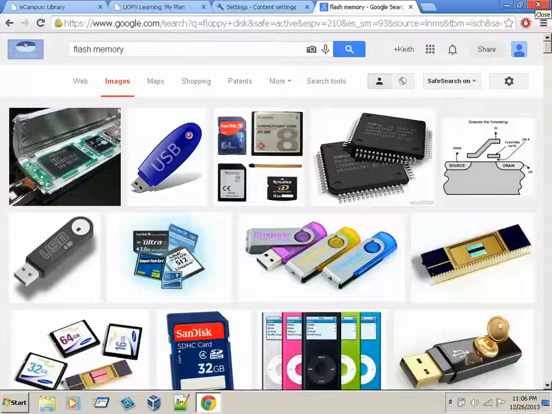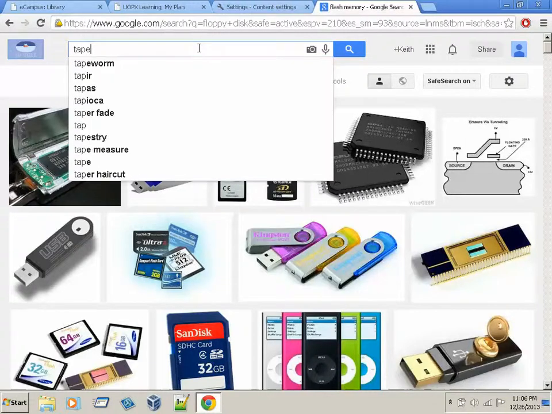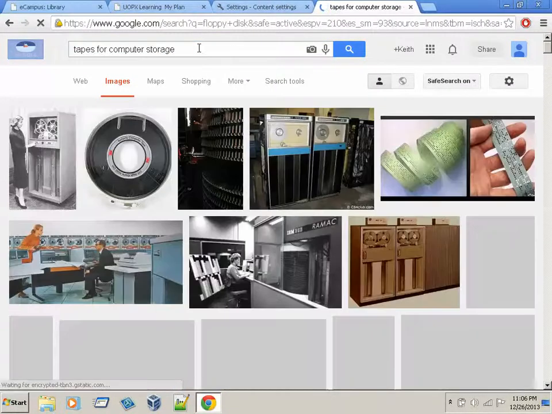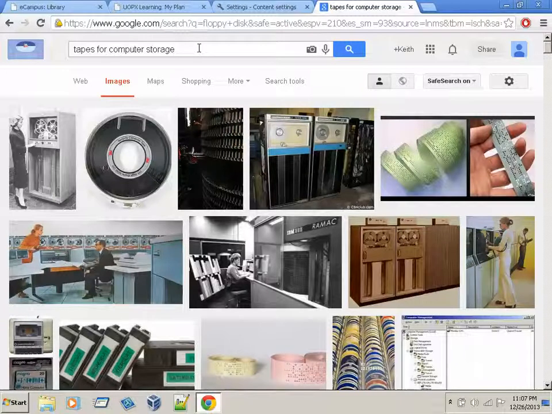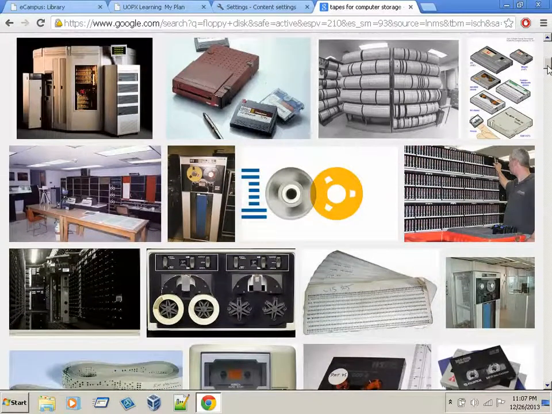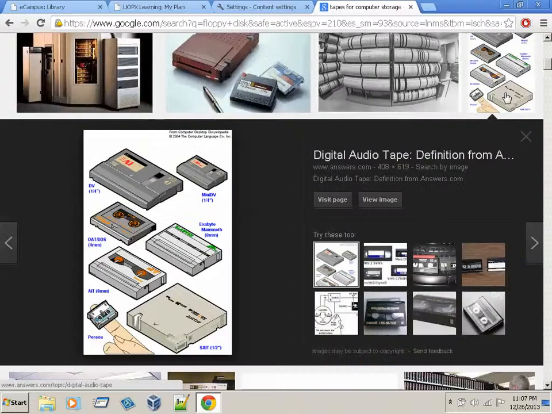Then they talked about tapes. Tapes for computer storage. Okay, this should work. I don't know, they're like really old tapes. So here's a picture of some of those tapes for backing up your computer.